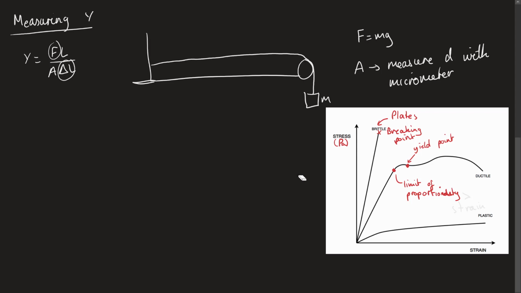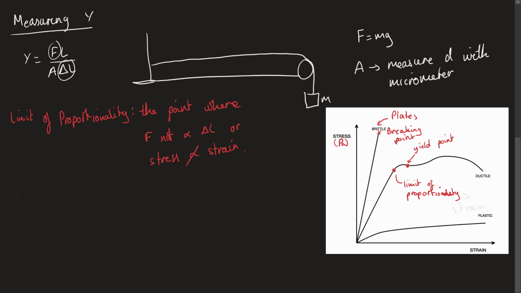Okay, so we first introduced the limit of proportionality, and this is basically the point where F is no longer proportional to delta L. F is not proportional to delta L, or you could also define it as stress is not proportional to strain. So, not proportional.